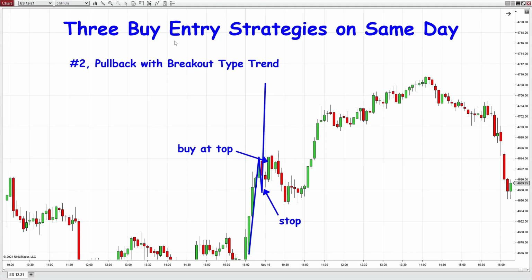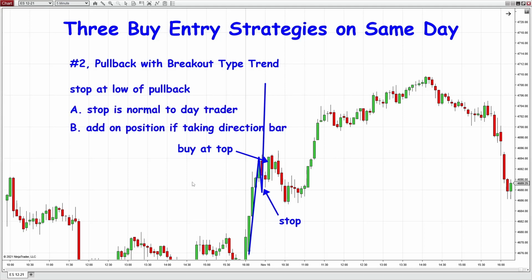So this buy entry strategy is based on the breakout type trend. The breakout type trend characteristic is that the pullback is very shallow, and then it continues the trend greatly. So that's why you put your stop here. However, as the market goes on, you can see that you're going to get stopped out. Getting stopped out is very normal to a day trader, and based on this strategy, we assume the breakout type trend, so there's nothing wrong with putting the stop there.